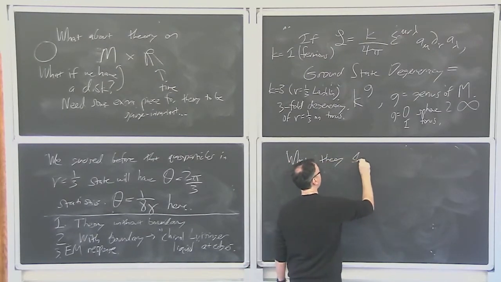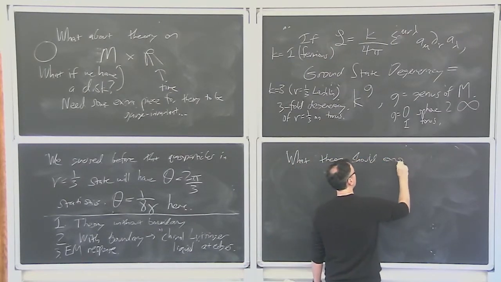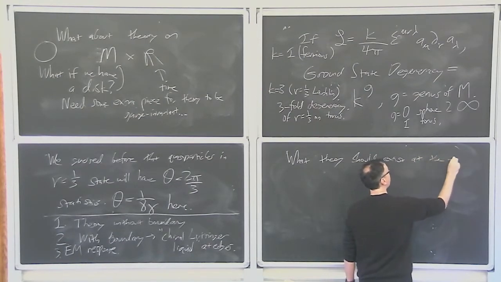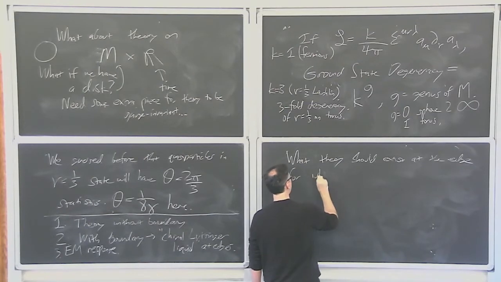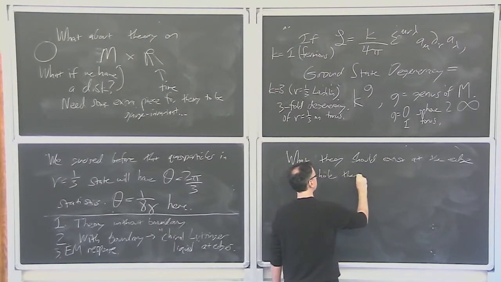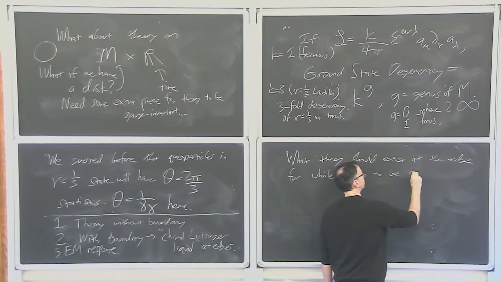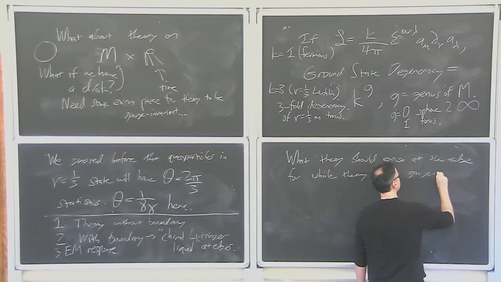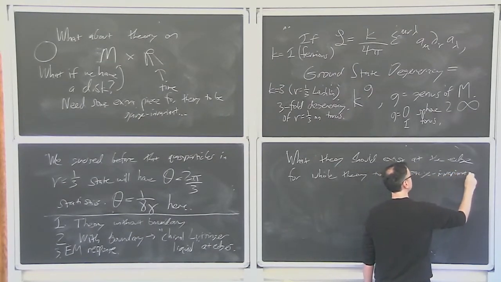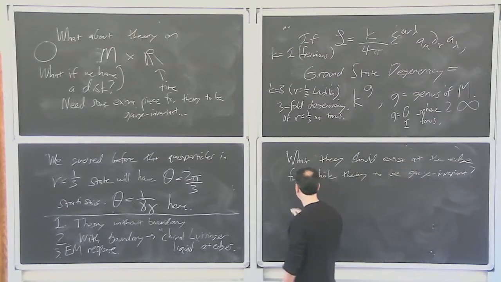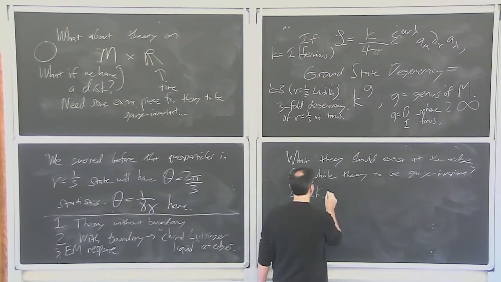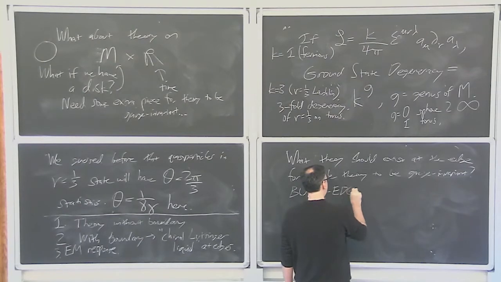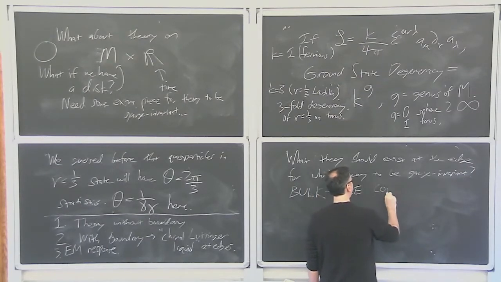what theory should exist at the edge for the whole theory to work, for the whole theory to be gauge invariant. And this is sometimes called the bulk edge correspondence. This would be the field theory version. You can also make other versions at the level of wave functions and things like that.